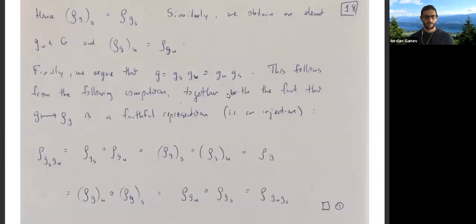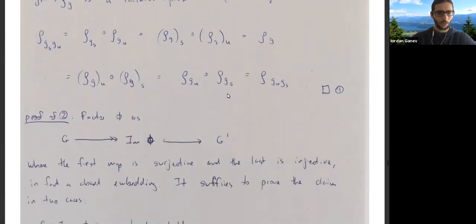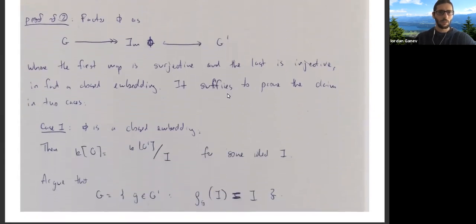Okay. So let's move on then. So, okay, to prove the second part. The second claim is this compatibility of the Jordan decomposition with homomorphisms of groups, of algebraic groups.